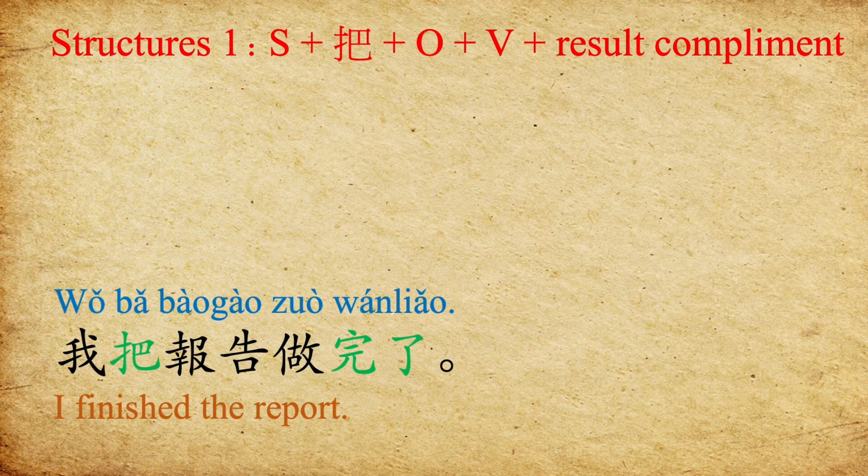The second example is 我把报告做完了。报告 is report. So 我把报告做完了, I finished the report. It also follows the same structure. Okay, so this is the first structure of using 把.